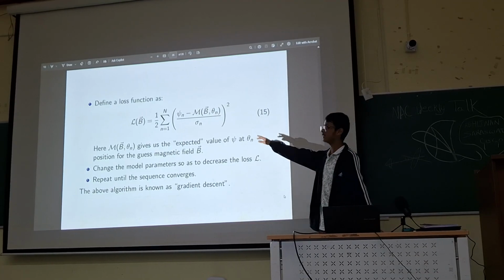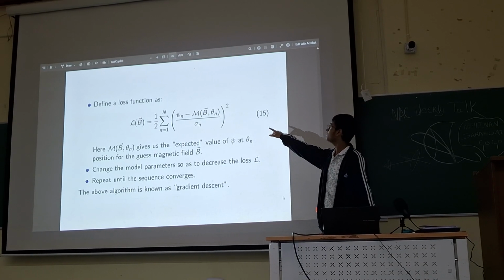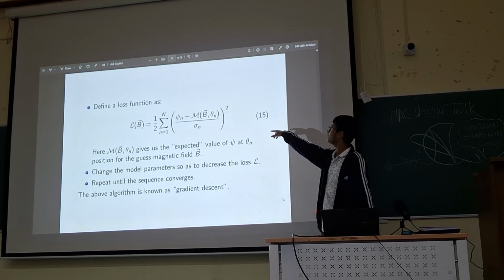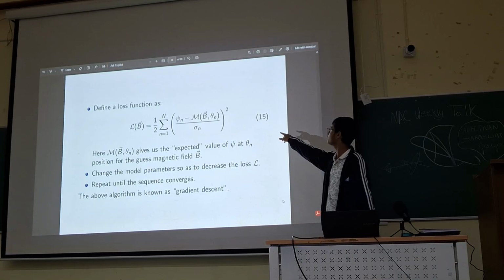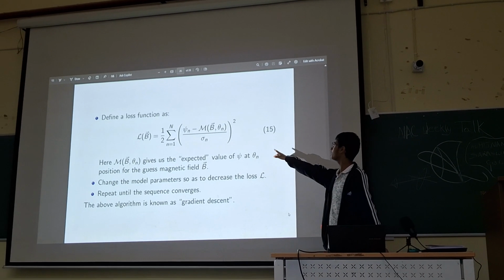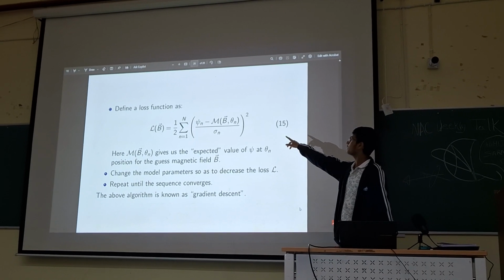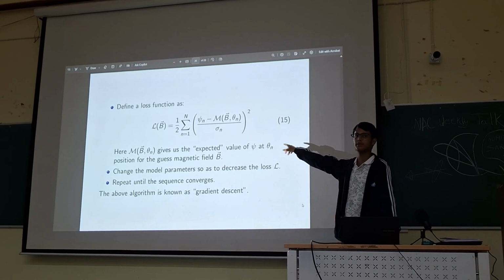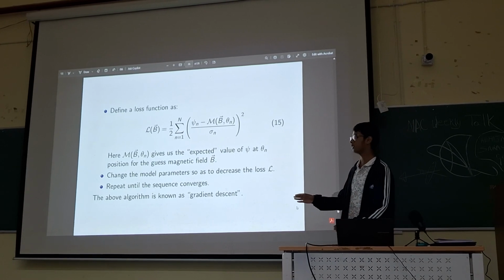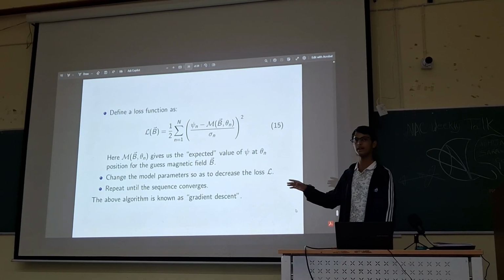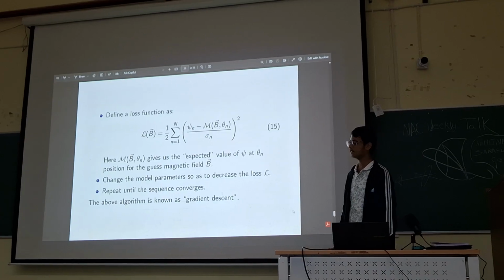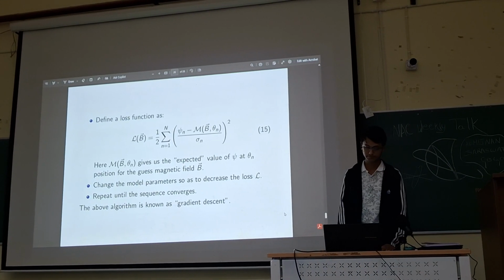So we take the experimental value of psi n minus the expected value of psi n. The expected value is determined using this function, the model equation of our magnetic field. We find this expression and divide it by sigma n, where sigma n is the error in our observation. The experimental value has some error, and that error is this sigma n. We evaluate this, and this gives us our loss function.